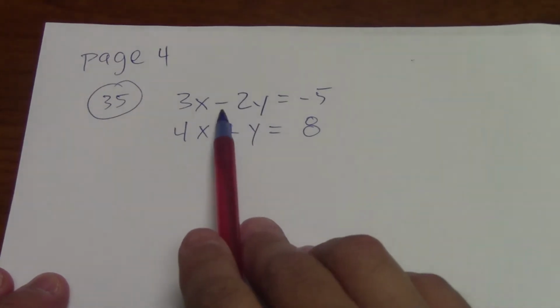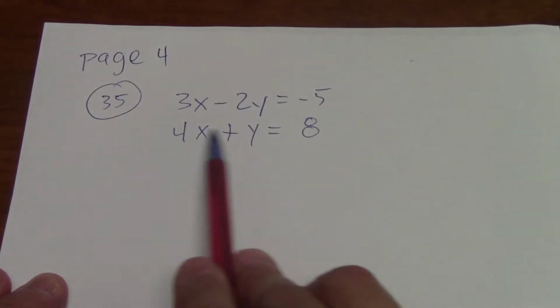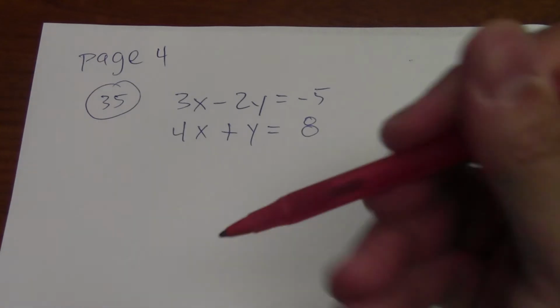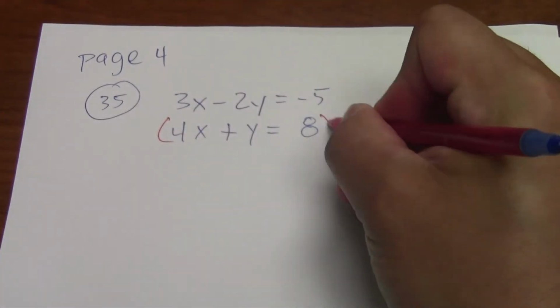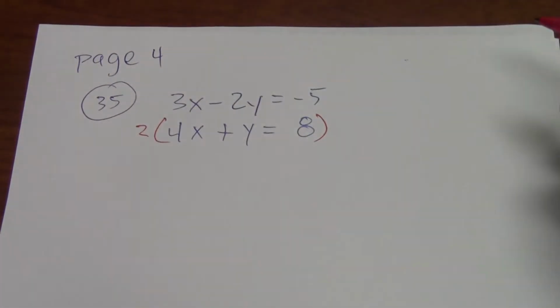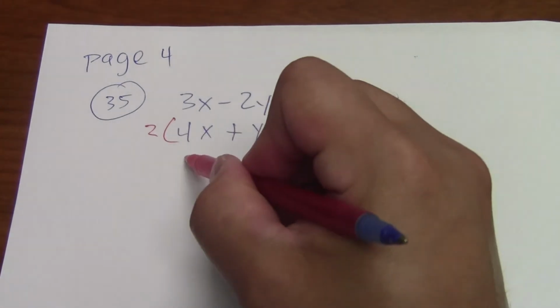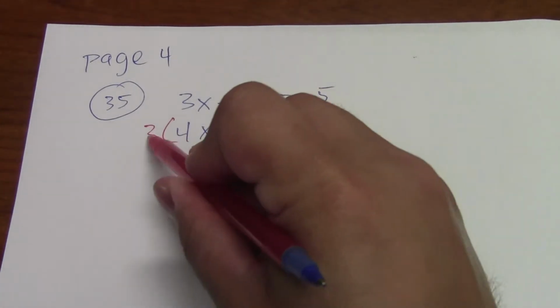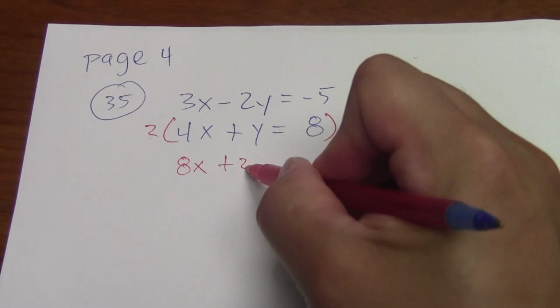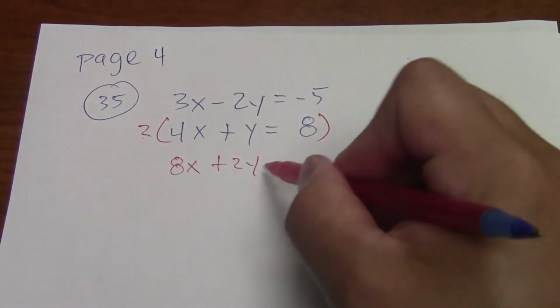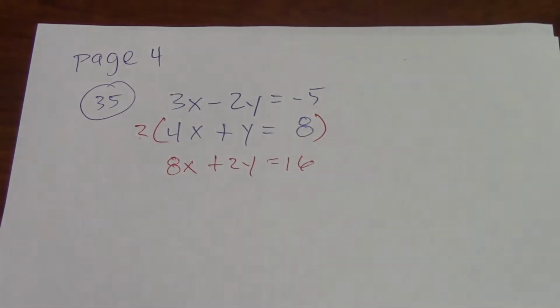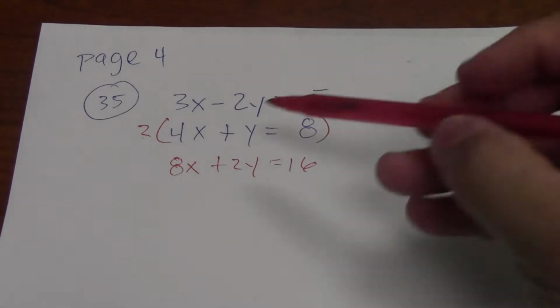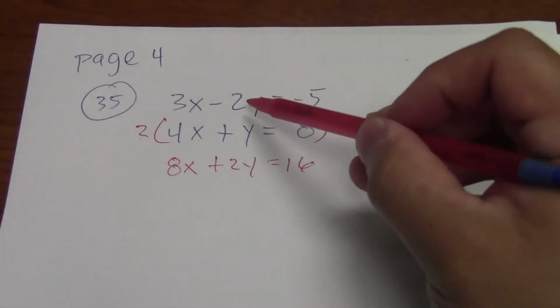Negative 2y and a positive y. So the easiest thing for me to do here would be just to multiply this bottom by 2. All right, 2 times 4 is 8x. 2 times y is 2y. 2 times 8 is 16. Okay. From this point, then I can go ahead and just solve.